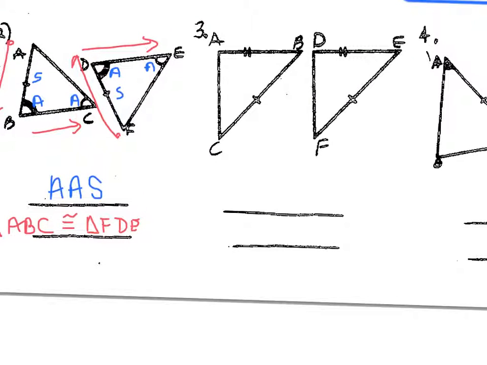What's number 3? Side. Are they giving you the three sides congruent? Oh, so just side, side, side. No. How many pieces are given congruent? Oh, so it's not congruent. They're not congruent because it's not enough information. So this is not congruent because it's not enough information.